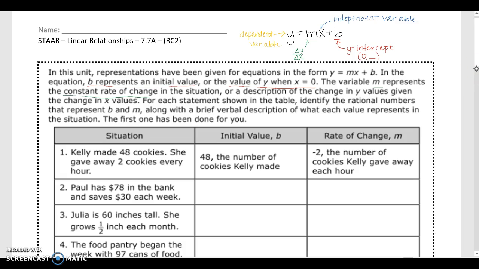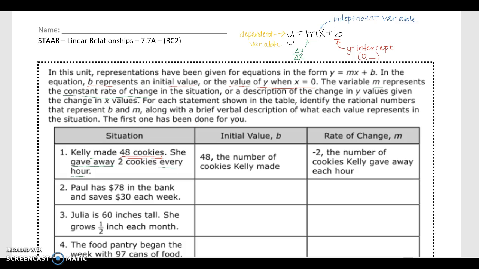All right, so the first one is done for us, so let's take a look at that. It says Kelly made 48 cookies and she gave away 2 every hour. So our y-intercept, remember, is going to be our starting point. So she started with 48 cookies. That's how many she made. All right, and then our m is the constant. So she gave away, which makes it positive or negative. Are we adding to hers or taking away? So negative, and then it says 2 cookies every hour.